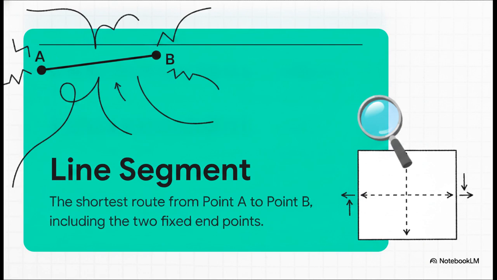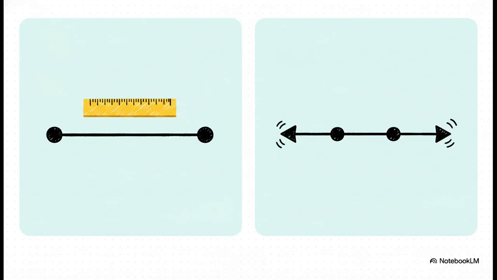Think of it like this. Imagine folding a piece of paper and then unfolding it. That crisp, straight crease right down the middle gives you a perfect real-world picture of a line segment. It has a definite start, a definite finish, and those are its two fixed endpoints. But of course, geometry doesn't just stop there. Check out the difference between these two concepts.